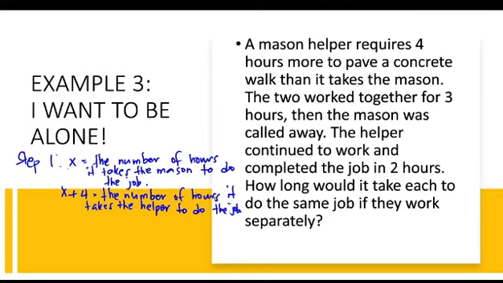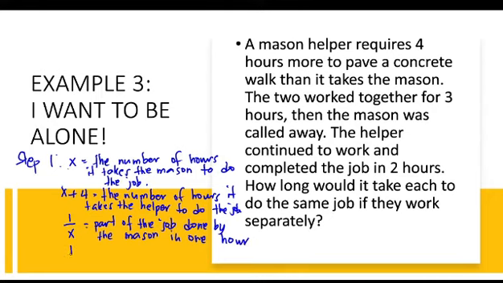So pareho lang naman sila nung gagawing job in 1 hour. So we will have part of the job done by the mason in 1 hour, tapos part of the job done by the helper in 1 hour. So we will represent it as 1 over x. So this is the part of the job done by the mason in 1 hour. Okay?